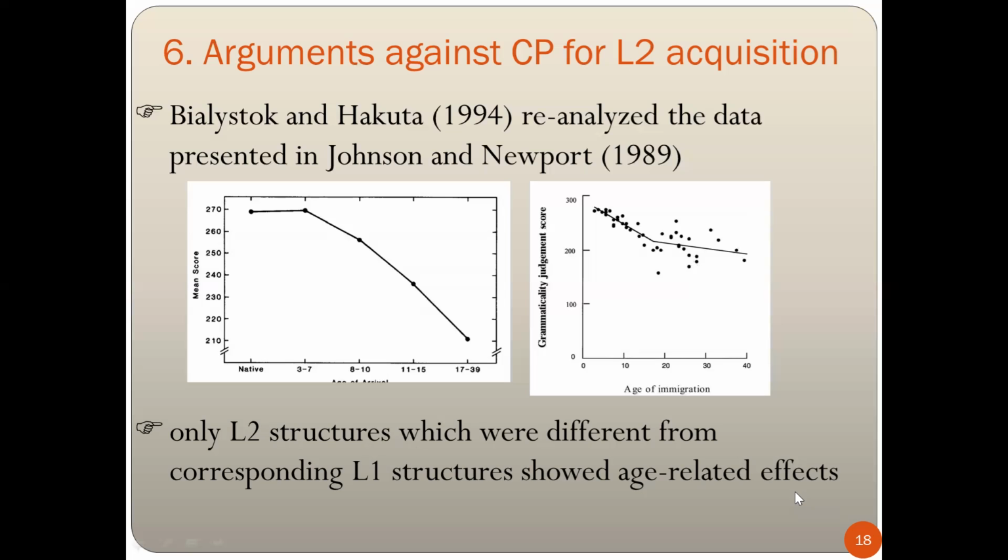Only grammatical structures of the second language which were different from corresponding grammatical structures of the first language showed age-related effects. And these two researchers say, again, very reasonably, if this was all the result of a biological constraint, a biological constraint is not selective in terms of which grammatical structures it will affect. It will affect everything across the board.